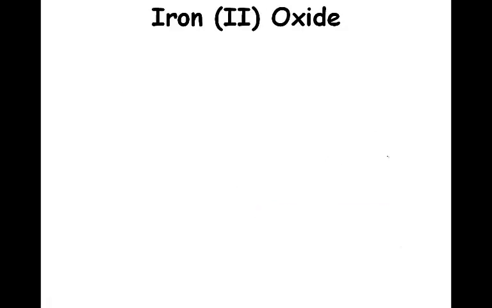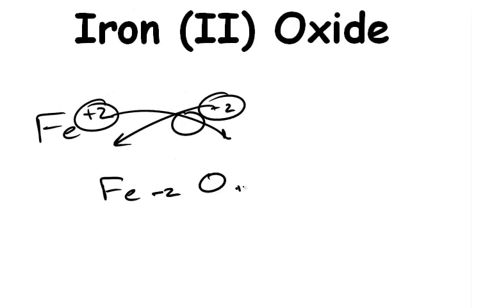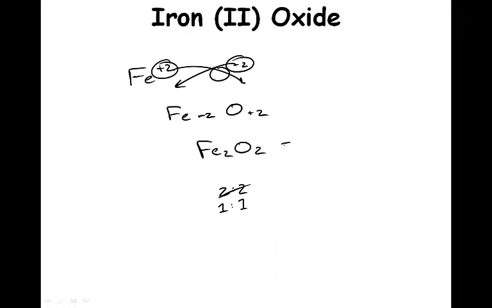Iron 2 oxide. On the back of the periodic table, we see that iron 2 is iron with a positive 2 charge. Oxide is oxygen with a negative 2 charge. Step number 2 is to crisscross the charges, leading Fe minus 2, O plus 2. Step 3 is to drop the signs, Fe2O2, and reduce. We have the 2-to-2 ratio, which reduces to 1-to-1. Therefore, our formula is FeO.